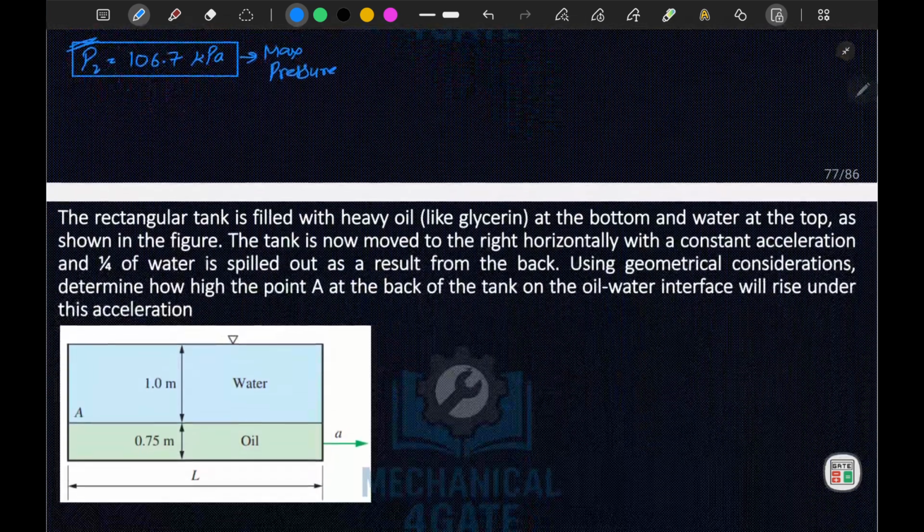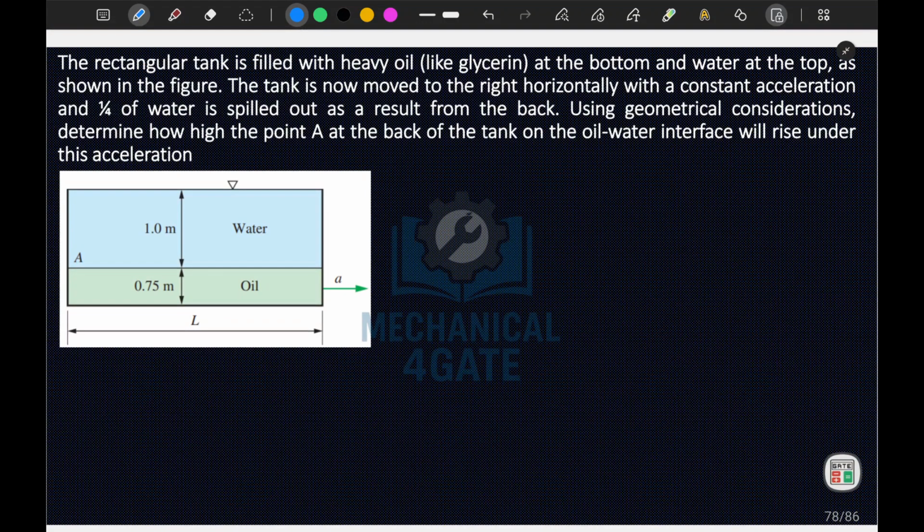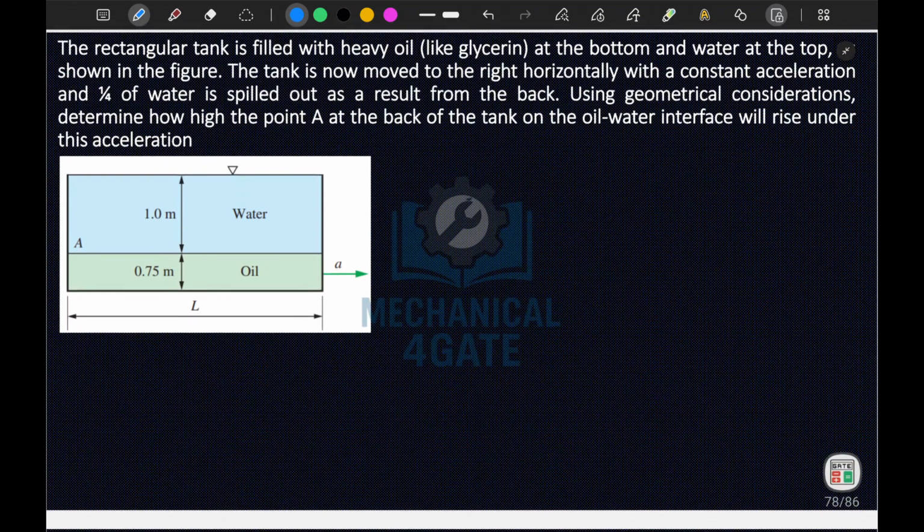Now let's move to the next question. In this question, a rectangular tank is filled with heavy oil at the bottom and water at the top, as shown in the figure. The tank is now moved to the right horizontally with a constant acceleration, and 1/4 of the water is spilled out. Now use geometrical consideration to determine how high the point A at the back of the tank on the oil-water interface will rise under the acceleration.